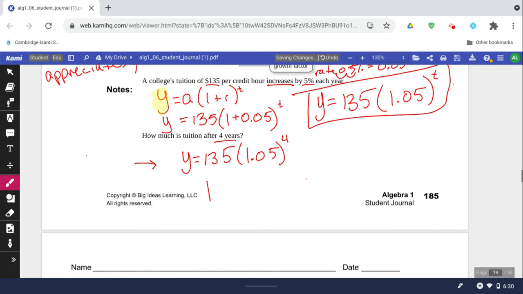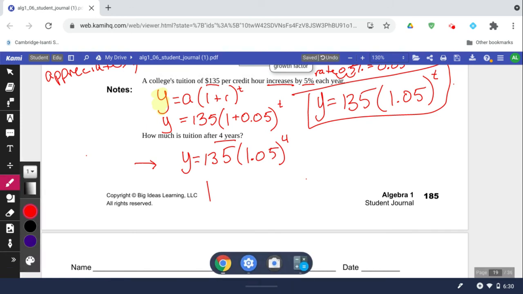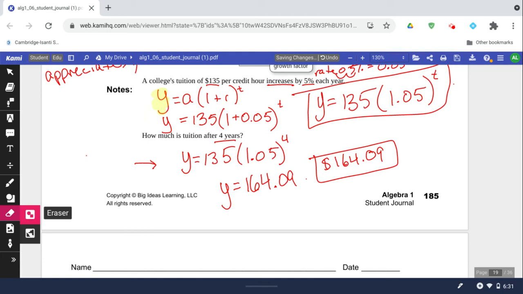Okay, so y is going to be equal to, there we go, 164 and 9 cents. 164 and 9 cents for that final answer. Okay? So that's for growth.